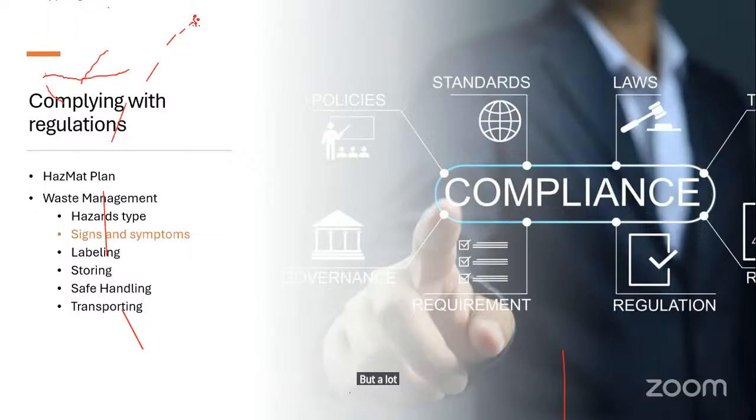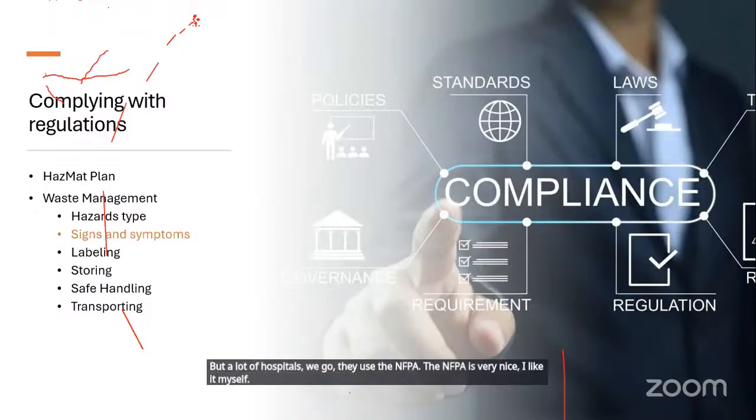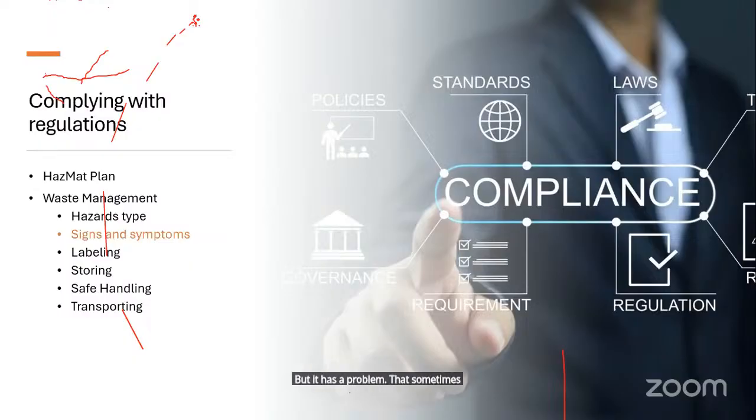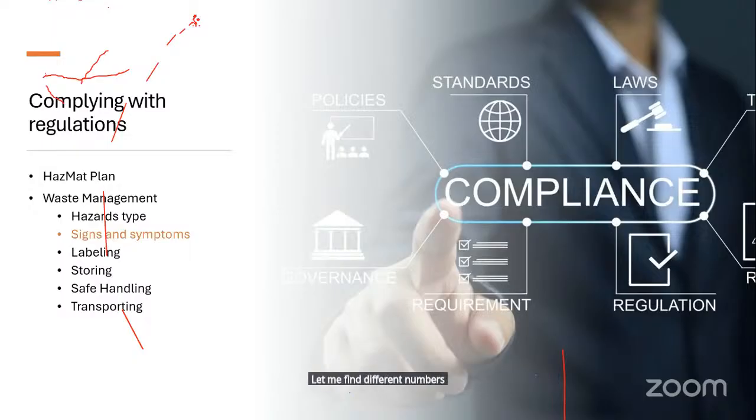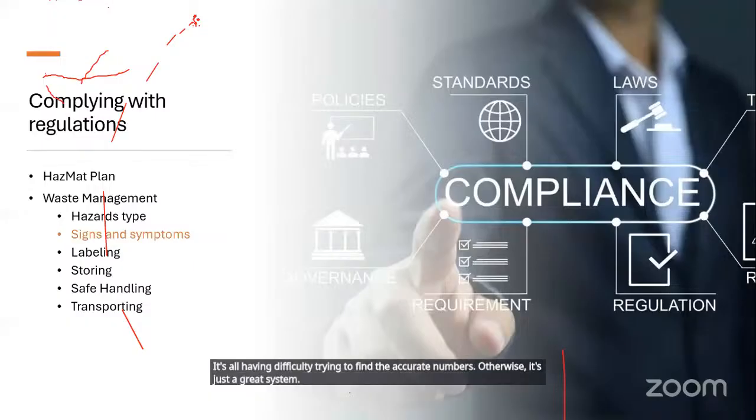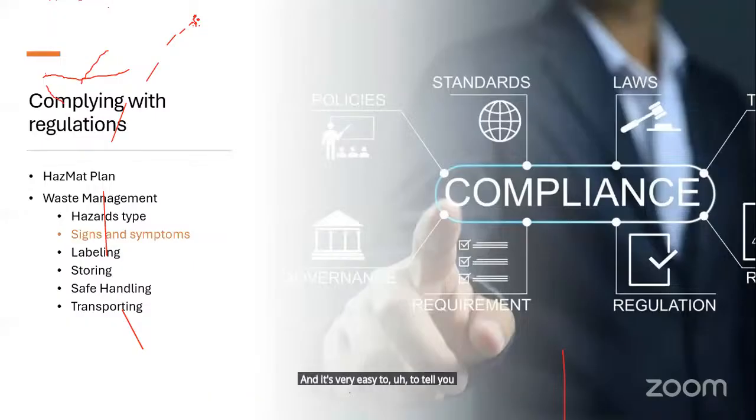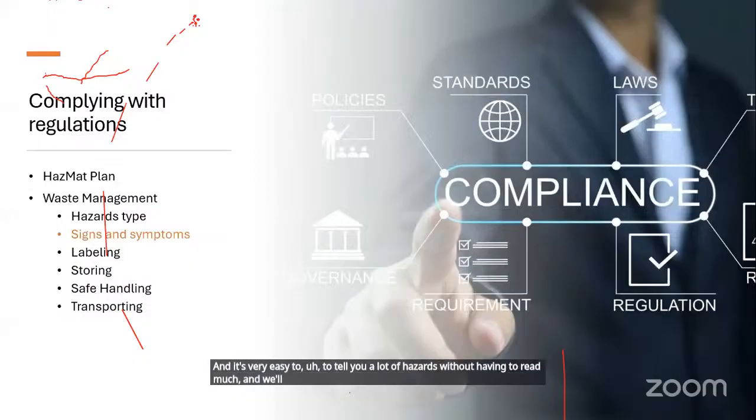But in a lot of hospitals we go to, they use the NFPA. The NFPA is very nice. I like it myself, but it has a problem: sometimes you cannot find these numbers. So we'll talk about that in a minute. You cannot find the numbers that you need, even if you refer to data sheets or the internet, and you find different numbers. So for reactivity, for example, you find different numbers in different areas, so it's difficult to find the accurate numbers. Otherwise, it's a great system, and it's very easy to tell you a lot of hazards without having to read much. And we will talk about that in a few minutes.